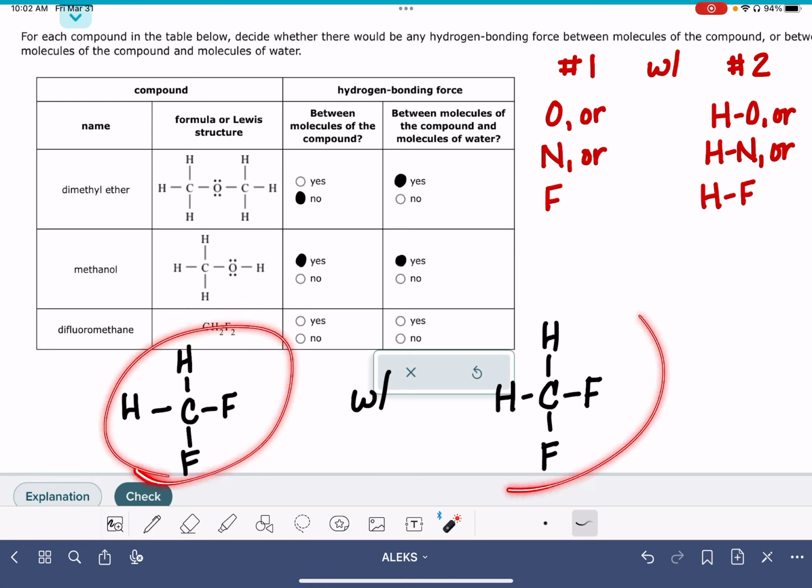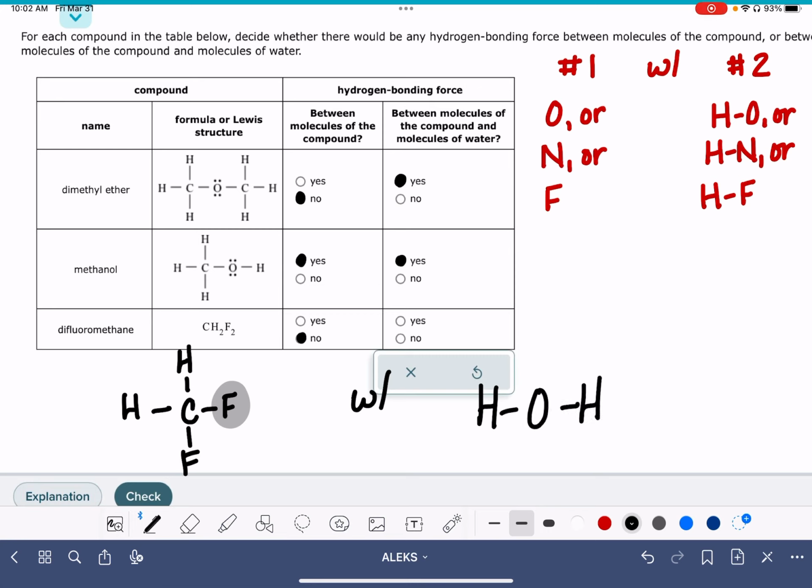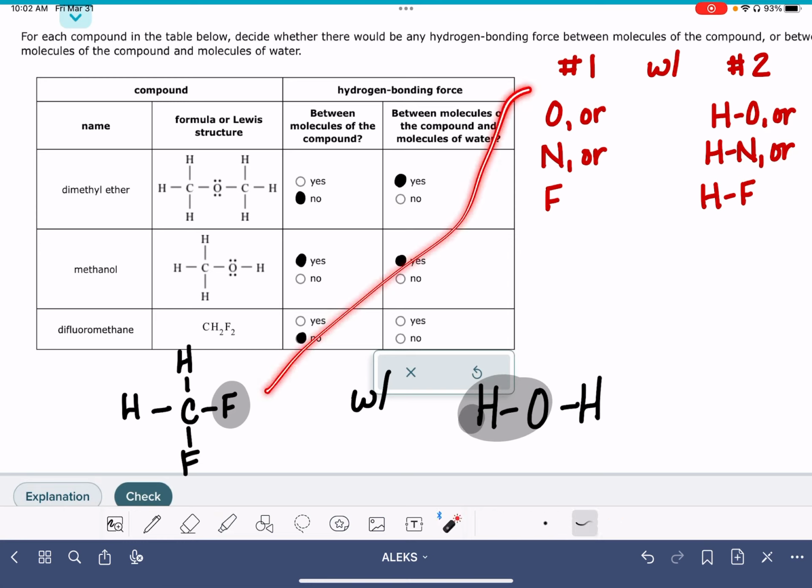So do these two molecules have what it takes to hydrogen bond with each other? The molecule on the left has a fluorine right there, so it's meeting the criteria for being molecule number 1. The molecule on the right does not have any one of these three types of bonds. It has a CF bond, it has a CH bond, but it does not have an HF bond. So that means no, it cannot hydrogen bond with an identical molecule. Can it hydrogen bond with water? Let's take a look at that. We've got the fluorine atom, and then we also have an HO bond, so we're meeting the criteria for being molecule number 1 and also molecule number 2, and that's a yes. They can hydrogen bond with water.